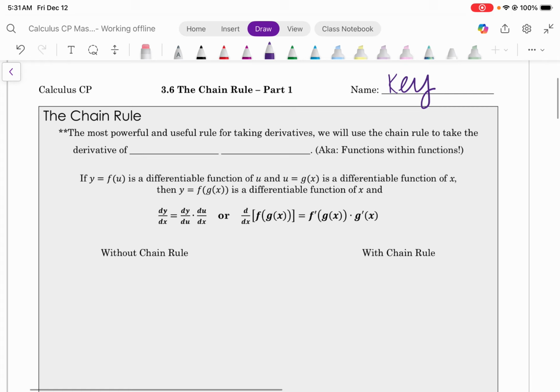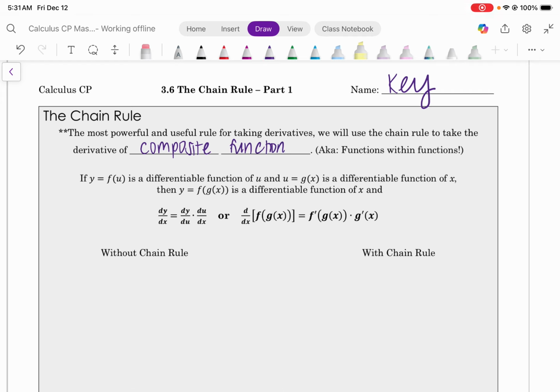Let's get started. So today we're going to start learning another rule called the chain rule. It's probably the most powerful rule we'll use all year. It makes your life easier when things are to high powers. So let's take a look at that. So this rule is used for something called composite functions. And a composite function is when there's a function inside of another function.